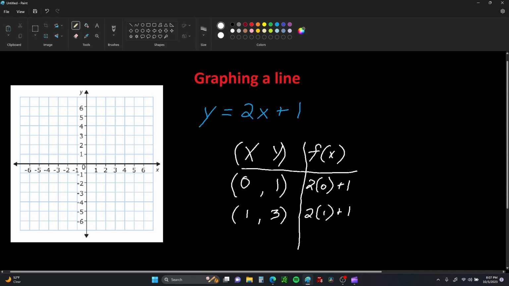And for a linear equation, a straight line, 3 points is plenty. So we'll go with a 2 here. So then I would have 2 times 2 plus 1, which is 5. And then I just graph these 3 points and then connect them.